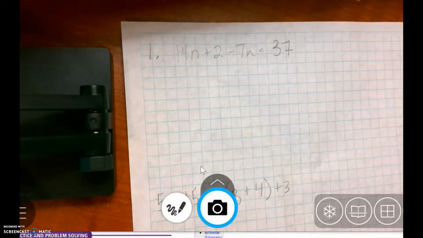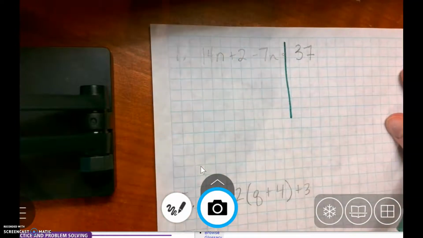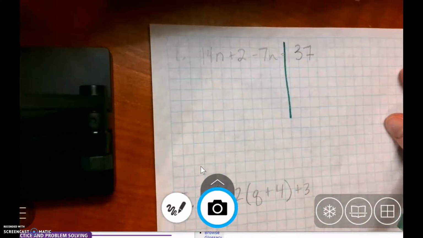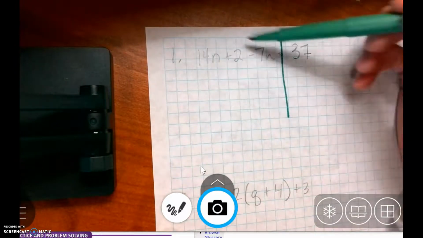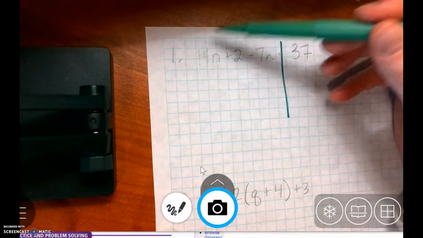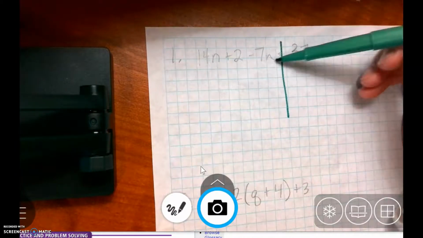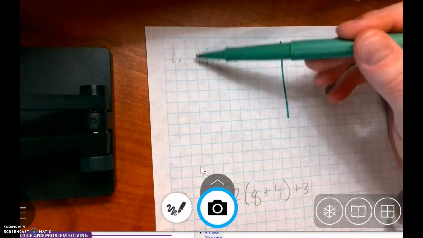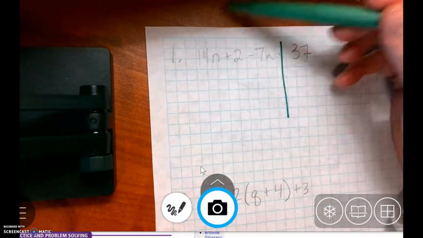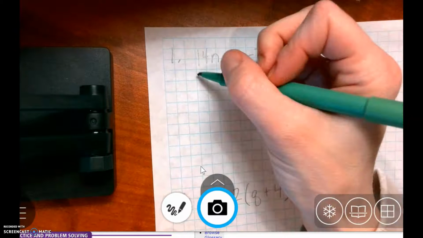So the first thing you want to do is collect your variables on one side of the equation and constants on the other side. Here I have 2 variables, they're both n, so I want to combine them. I look to the left, and this is minus 7n. It has no sign, so that's positive 14n minus 7n. 14 minus 7 is 7n.